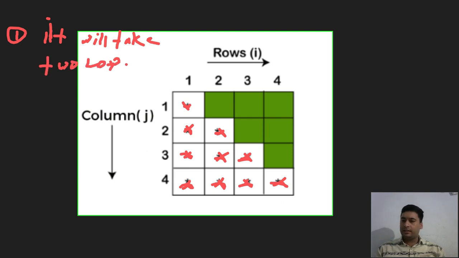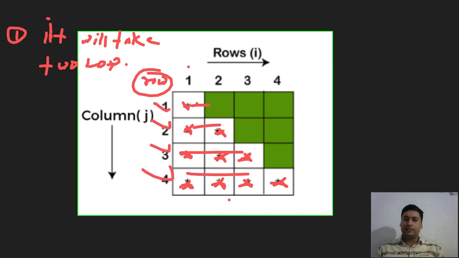Sure, right? It will take two loops, one for row. So this is row 1, row 2, row 3, row 4. So this is nothing but row. But printing these things, 1 star, 2 star, 3 star, 4 star, this is nothing but column. That's why we are saying the first loop which we denote is the i for loop, and this is the j loop.